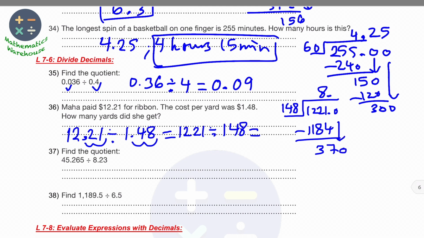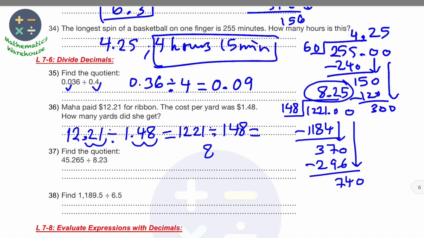Now 370 divided by 148, about 2. 2 times 148 is 296. Subtract, equals 74. Put 0, bring it down. Now 740 divided by 148 equals 5. 5 times 148 equals 740. So the answer is 8.25.